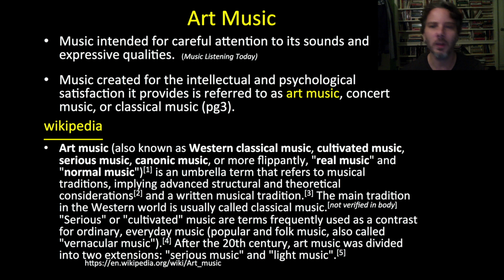Art music, also known as Western classical music, cultivated music, serious music, canonic music, or more flippantly, real music, and normal music, is an umbrella term that refers to musical traditions implying advanced structural and theoretical considerations and a written musical tradition. The main tradition in the Western world is usually called classical music. Serious or cultivated music are terms frequently used as a contrast for ordinary, everyday music, popular and folk music, also called vernacular music. After the 20th century, art music was divided into two extensions, serious music and light music.